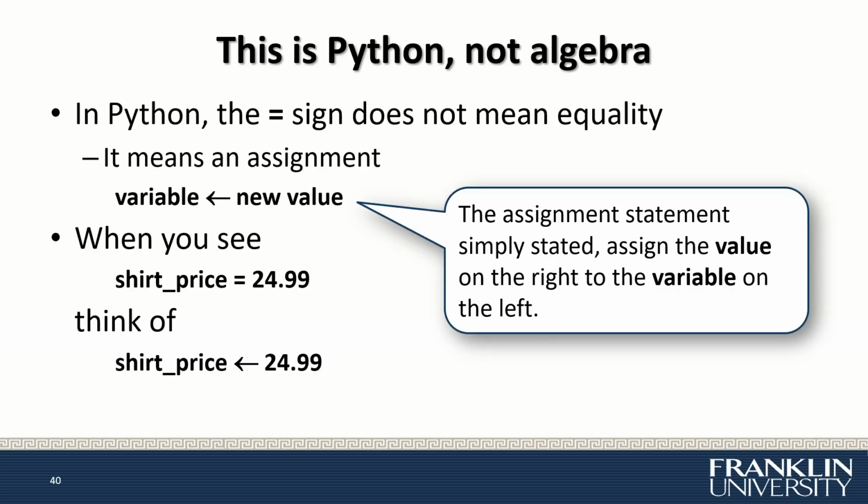In Python, again, the equal sign does not mean equality. The equal sign is an assignment statement. It means assign the value on the right to the variable on the left. So when you see shirt_price = 24.99, think of assigning 24.99 to the variable shirt_price.